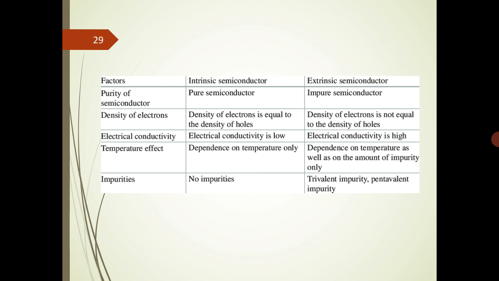Regarding temperature, in intrinsic it depends only on the temperature, but in extrinsic it depends on the temperature as well as the amount of impurity we add to the pure semiconductor material. Next, regarding impurity, no impurities are added in intrinsic, but in extrinsic we add trivalent and pentavalent impurities for p-type and n-type. So this is the difference between intrinsic and extrinsic semiconducting materials.